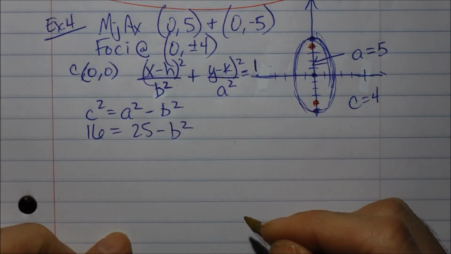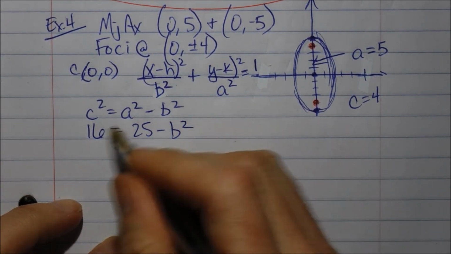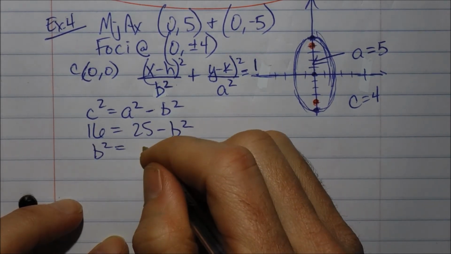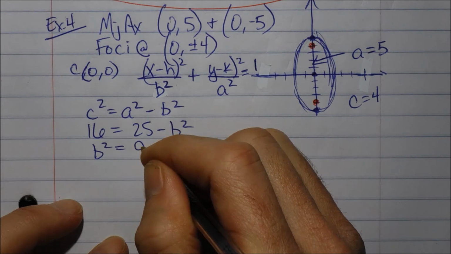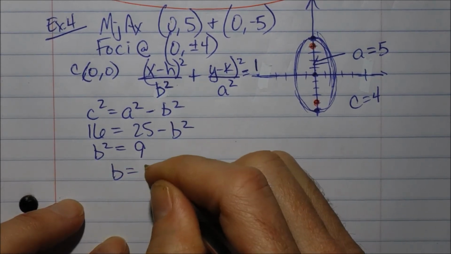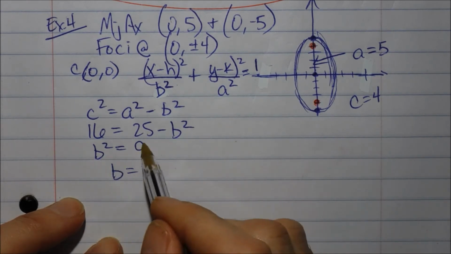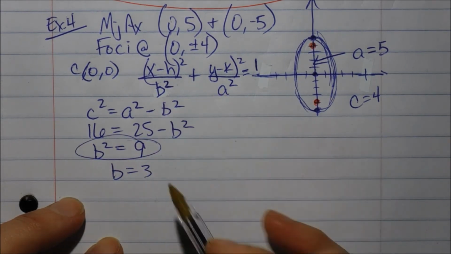And we solve for b. All right, I'm going to do a shuffle. I'm going to slide that over here to the left. 25 take away 16 is 9. All right, so it looks like the b value is 3. And actually, I don't need the 3. What I need is to put in 9 right there, right?